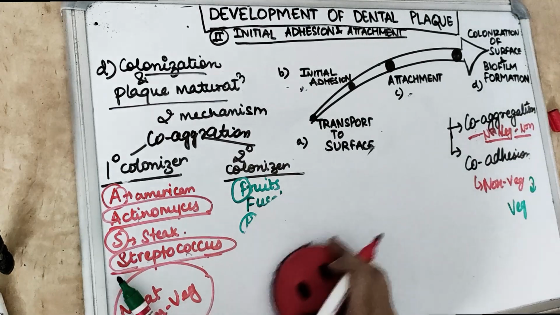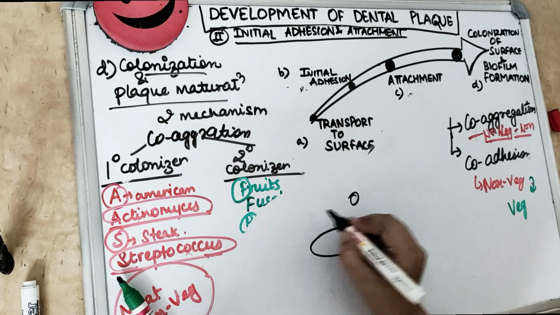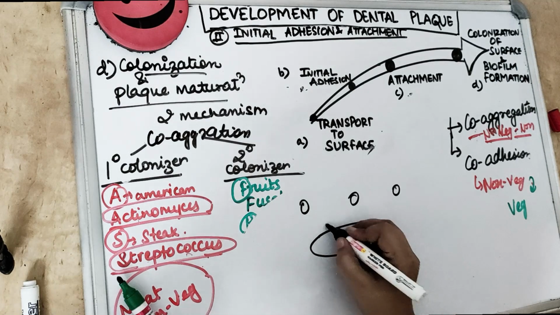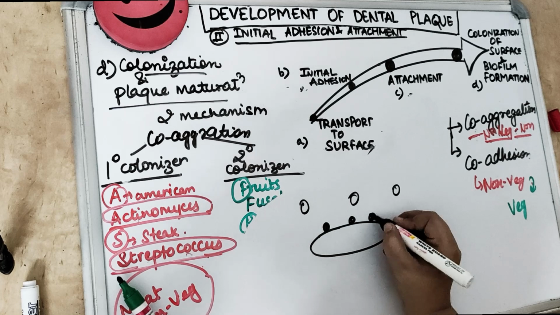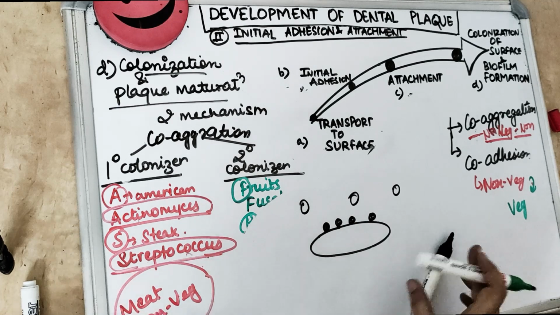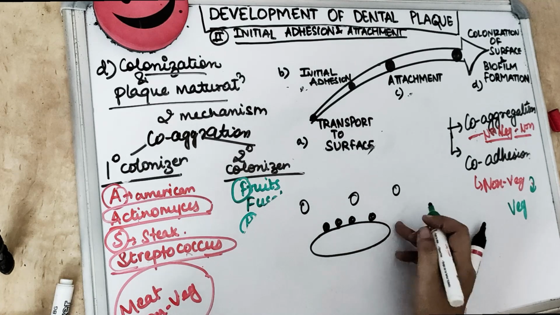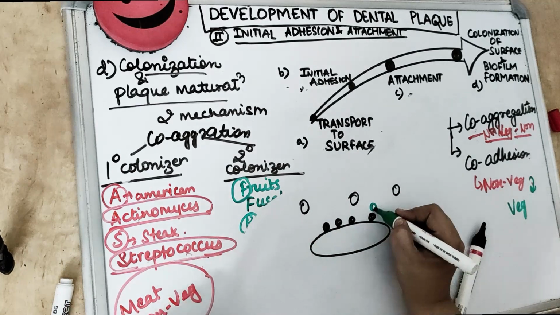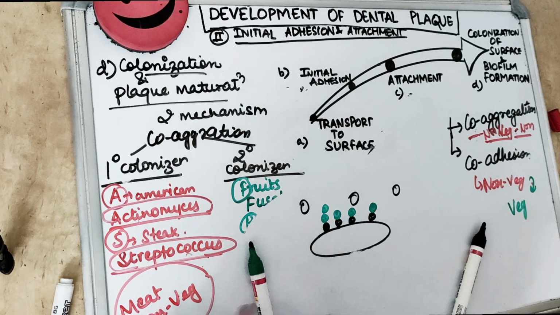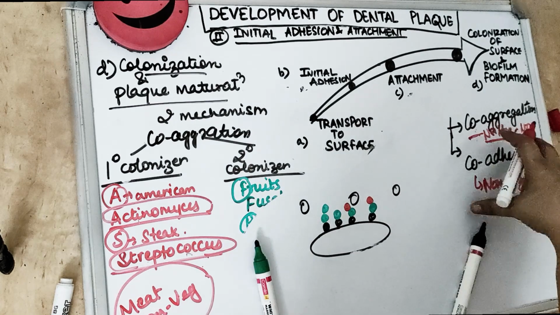Co-aggregation happens wherein the bacteria can come and attach to the surface. Suppose this is the surface and there are bacteria. The bacteria in co-aggregation can come and directly attach to the surface of the pellicle. So this is the co-aggregation. Co-adhesion is that the bacteria are free floating, so the rest of the bacteria directly cannot attach to the surface, but they can attach to the bacteria who are above the surface. So this is our co-adhesion. This is the difference between co-aggregation and co-adhesion.